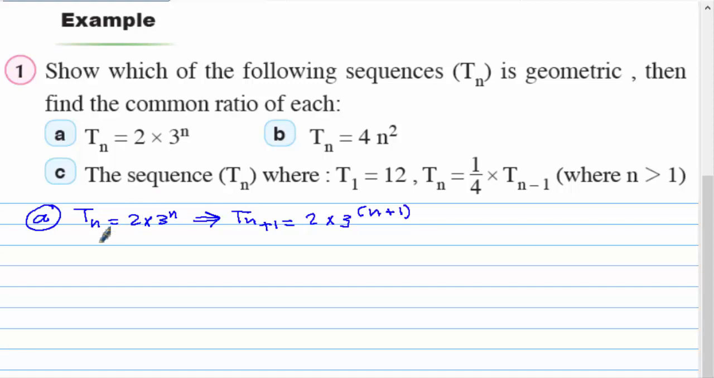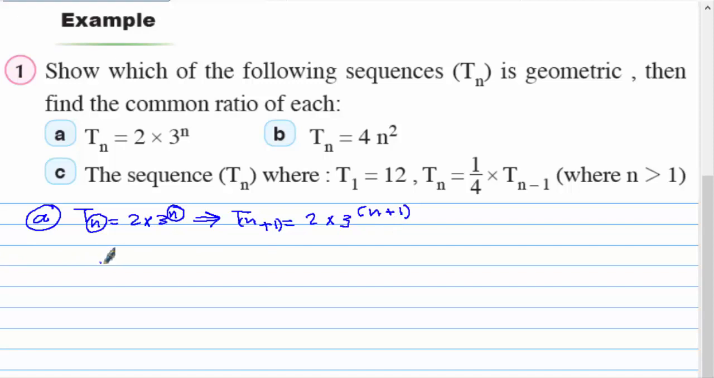Again, here we have Tn equals 2 multiply 3 power n. So here we have n in the power, and n is the order of the term. But here we have Tn plus 1, so we can say that n plus 1 is the order of this term. So we write it equals 2 multiply 3 power n plus 1.